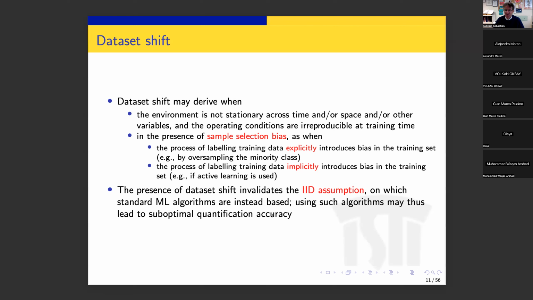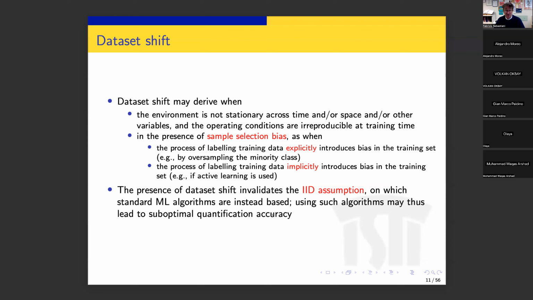It's when, say, we need to oversample the minority class because we have too few examples from the minority class. Say we want to build a classifier for a rare disease, a disease that occurs, say, in 1 in a million patients. If our training data are patient records, we certainly cannot have a training set consisting of 1 positive example and 1 million negative examples. So we need to oversample the minority class and undersample the majority class. In this case, the process of labeling the training data has explicitly, knowingly introduced bias.